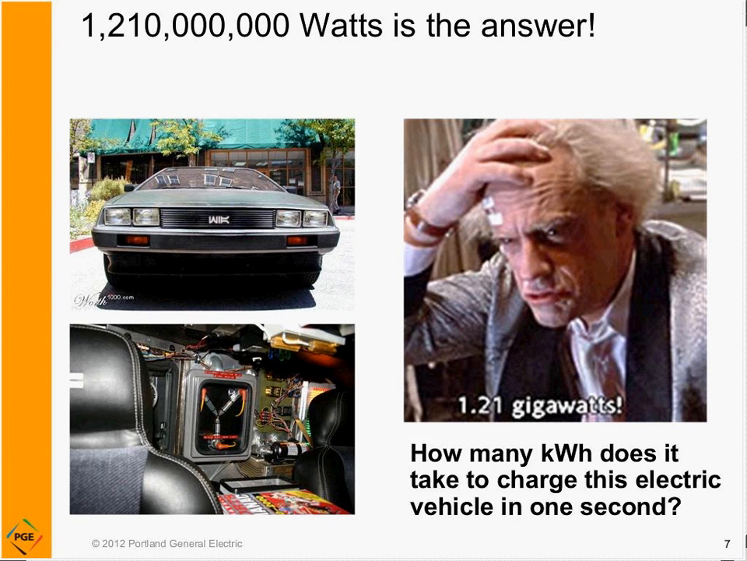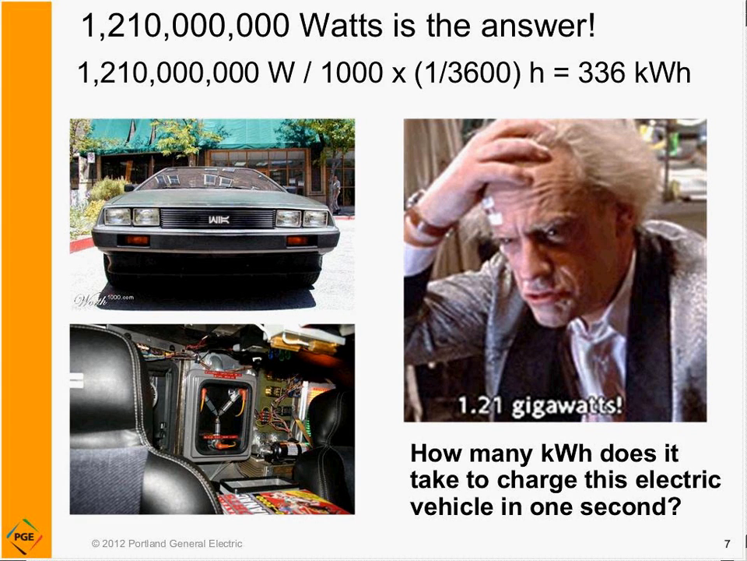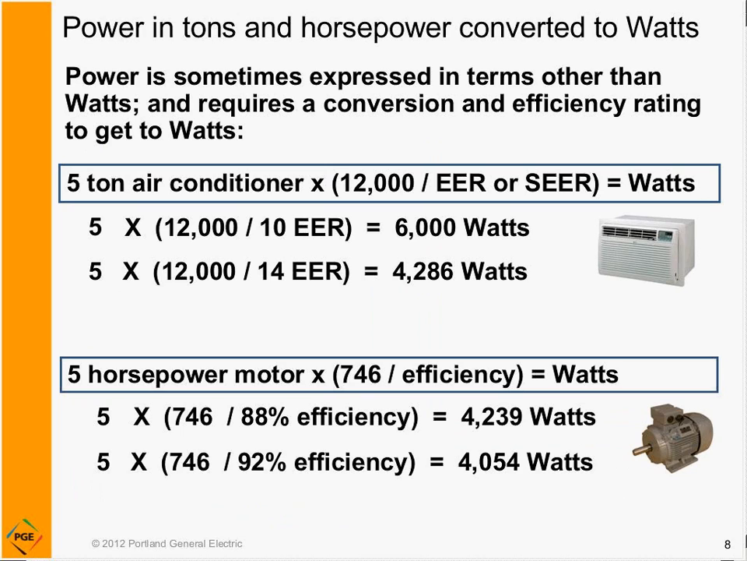More interesting question, if he was an energy manager, is how many kilowatt hours does it take to charge this electric vehicle in 1 second? If we apply our formula, 1,210,000,000 watts divided by 1,000 times the number of hours, in this case 1/3600th of an hour, if you assume 1 second, you get 336 kilowatt hours. That's the energy required per use of the DeLorean time machine. So the formula works in a lot of different places.